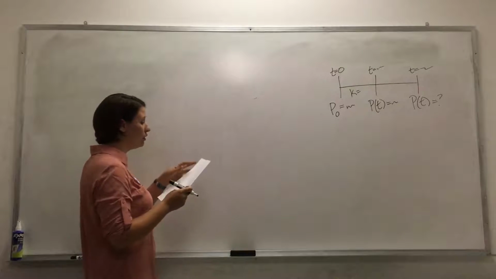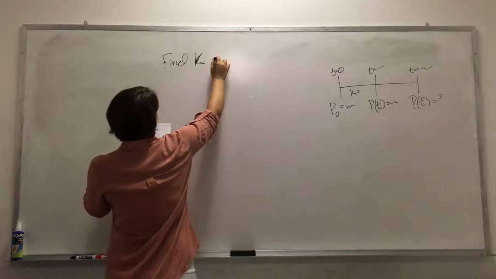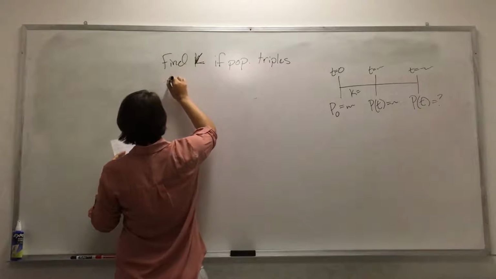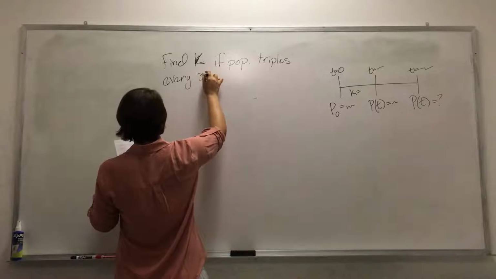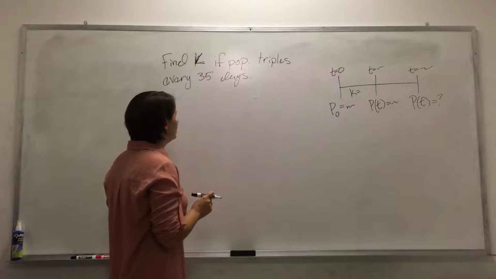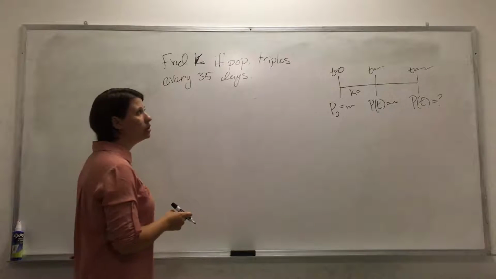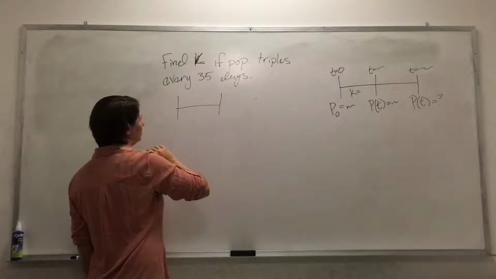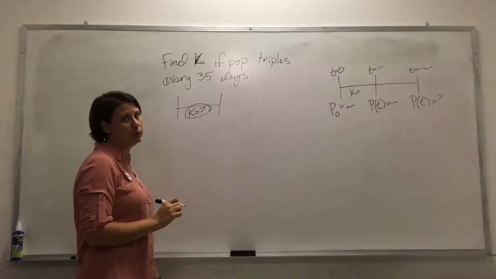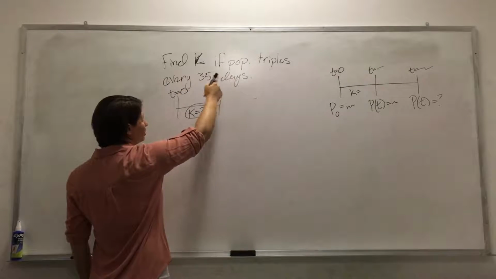If we want to find k, if the population triples every 35 days. So we're finding k if the population triples every 35 days. Using our timeline, we have two sets technically, but we're told we want to find k. So right away we know what we're trying to do. We know we always start with t equals 0, then t equals, well, we're told it triples in 35 days.